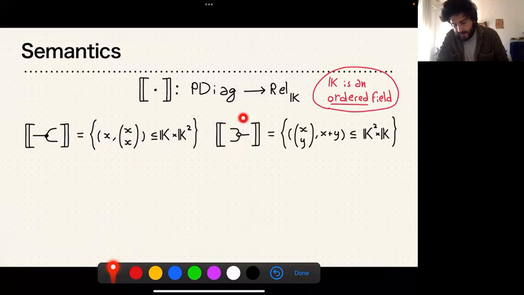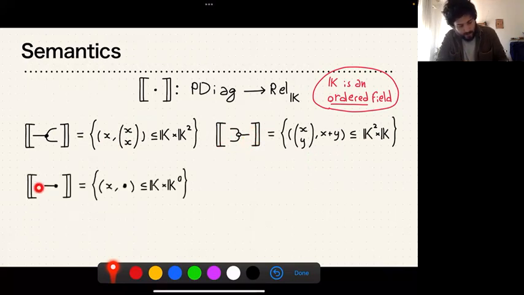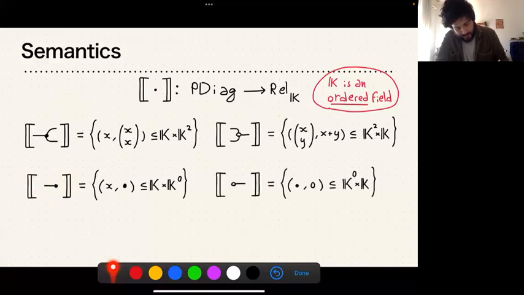The second generator is an adder, so it relates x and y on the left with x plus y on the right. So we get two inputs here on the left and get the addition on the right. Then we have a discharger, which has only one wire on the left and no wires on the right. So it relates x with the bullet, which is the only element of k to the 0. Then we have the 0, which outputs 0 here on the right and has no wire on the left.